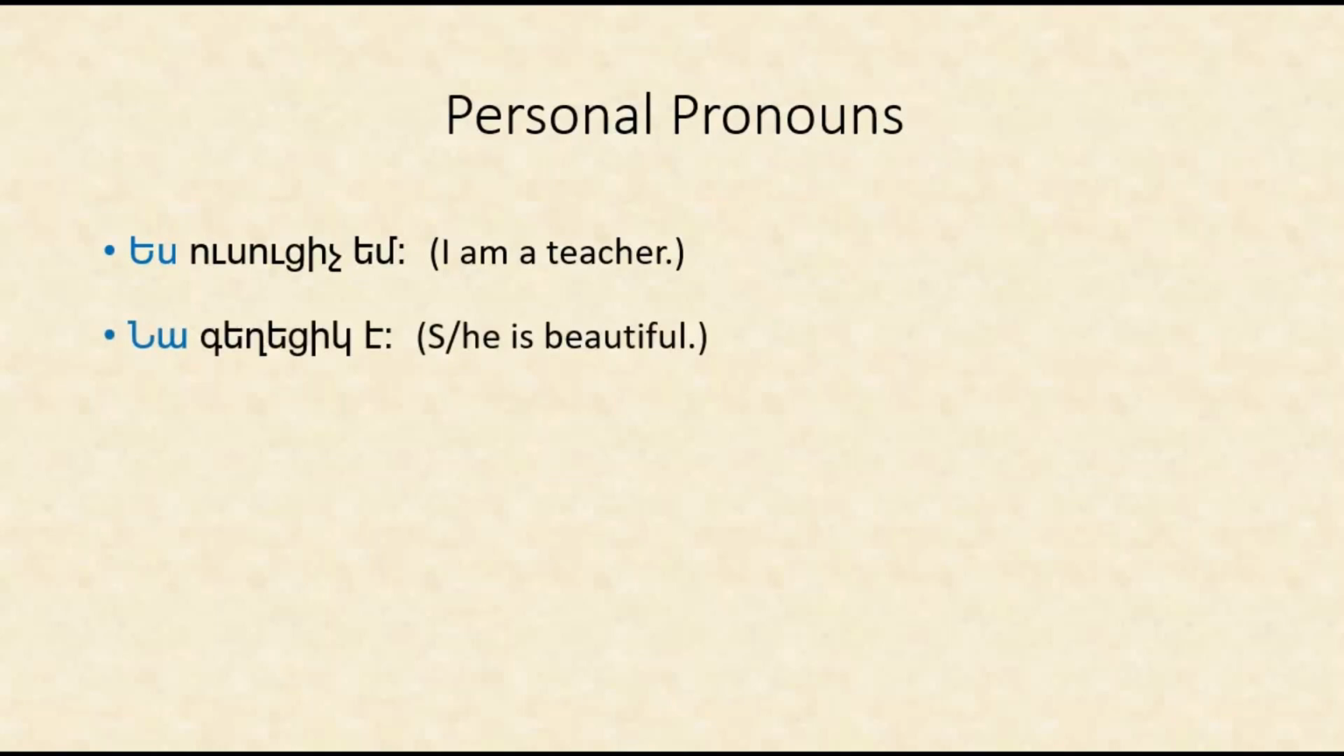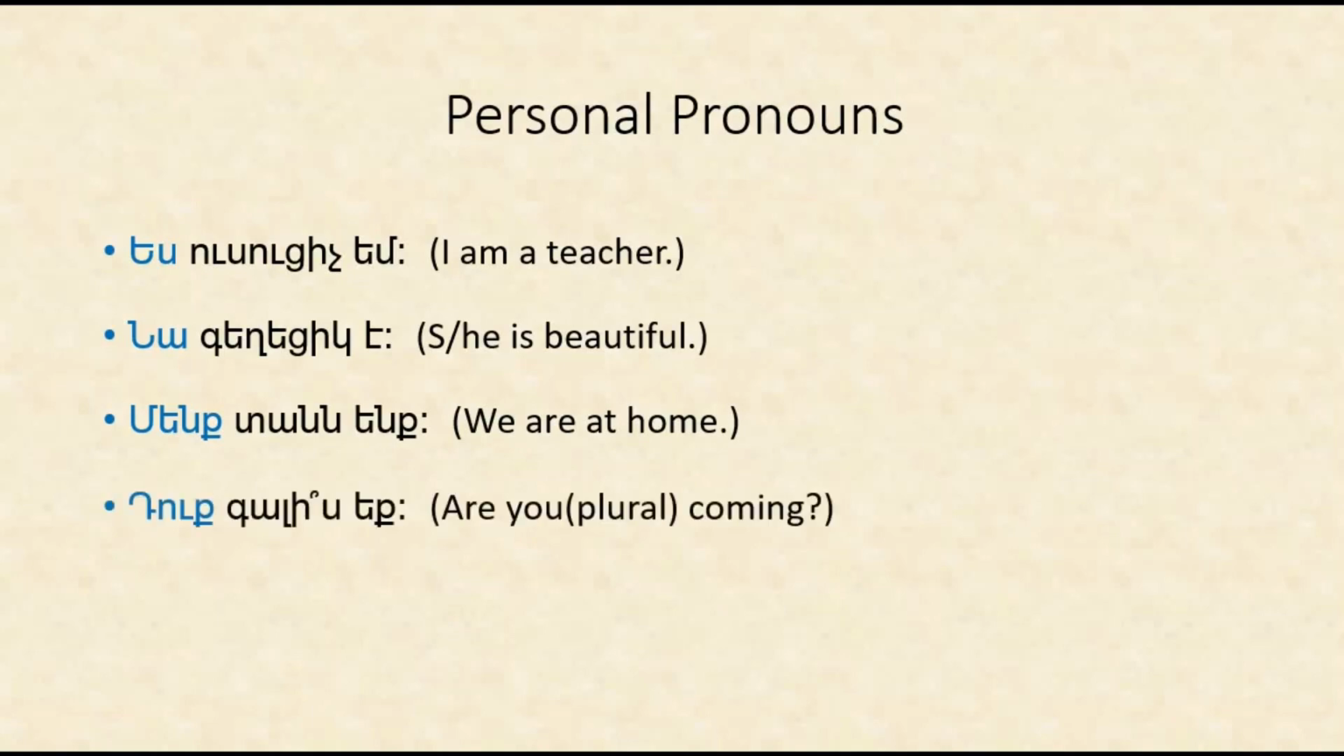Na գեղեցիկ է. Na գեղեցիկ է. He or she is beautiful. Մենք տանն ենք. We are at home. Մենք տանն ենք. Դուք գալիս եք. Դուք գալիս եք. Are you coming?